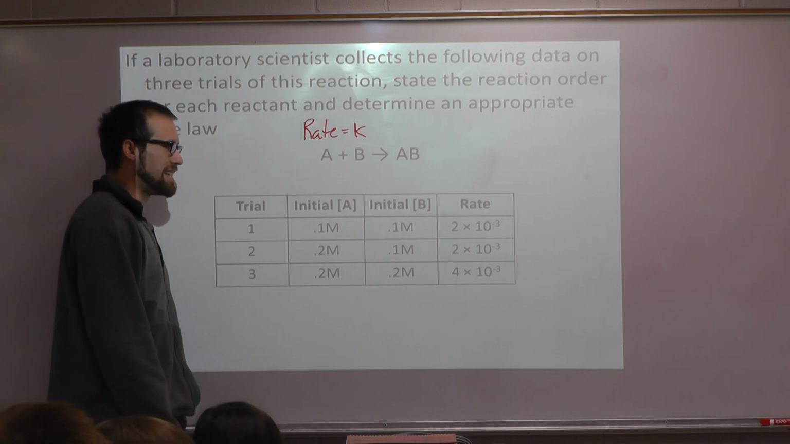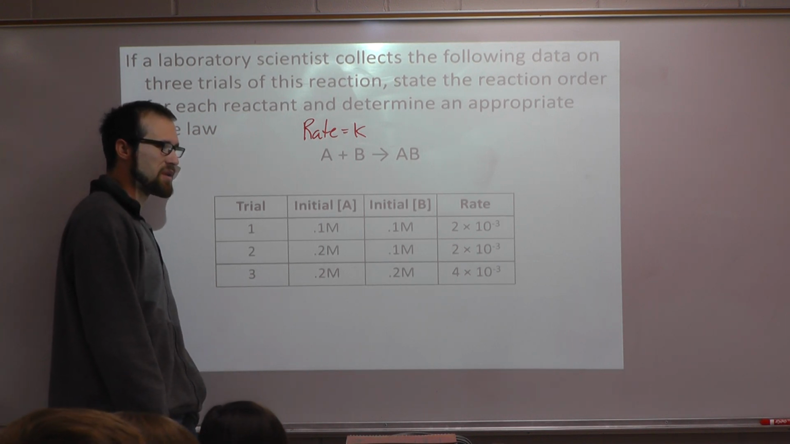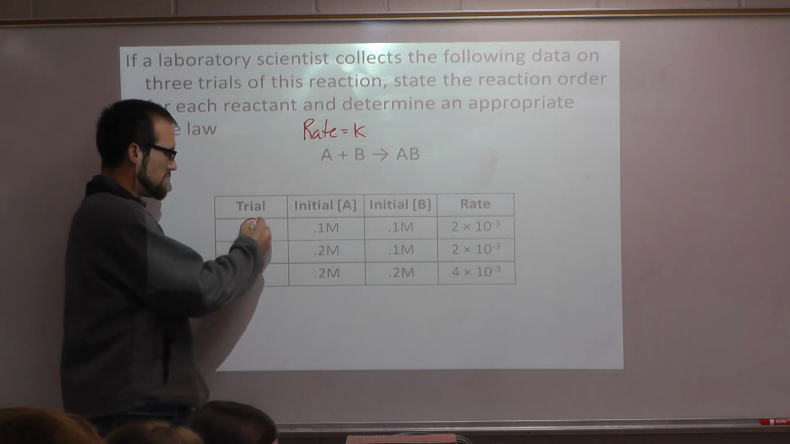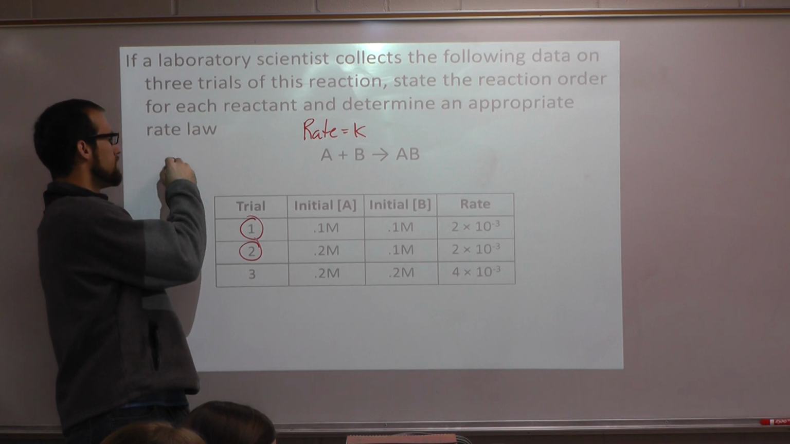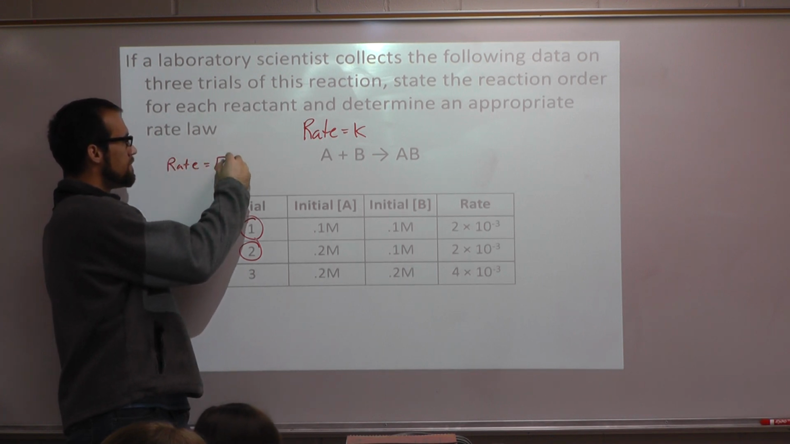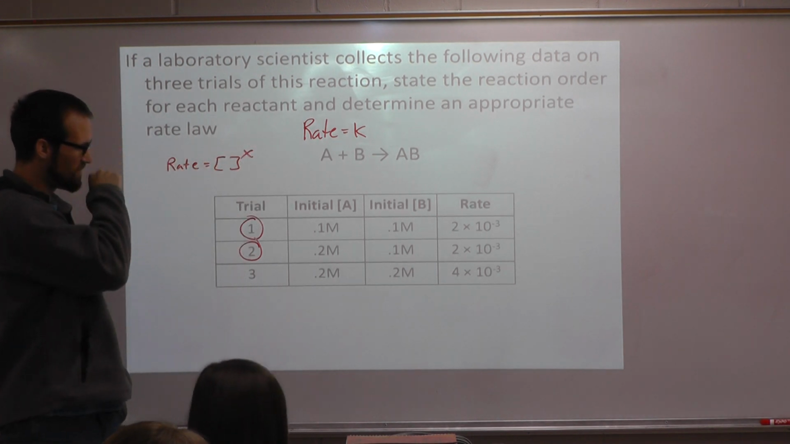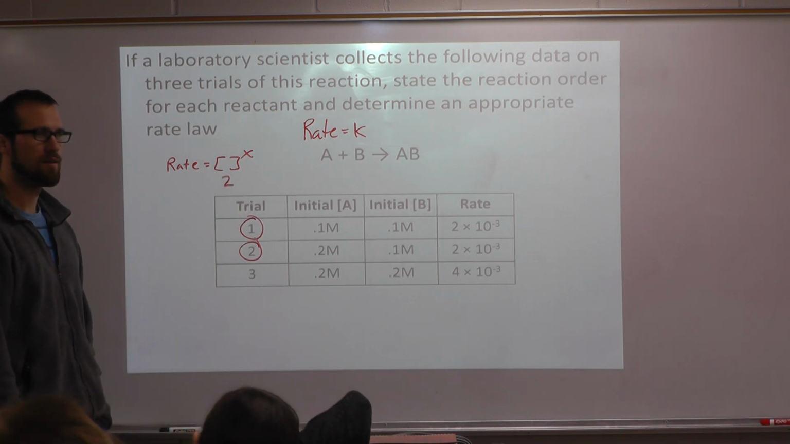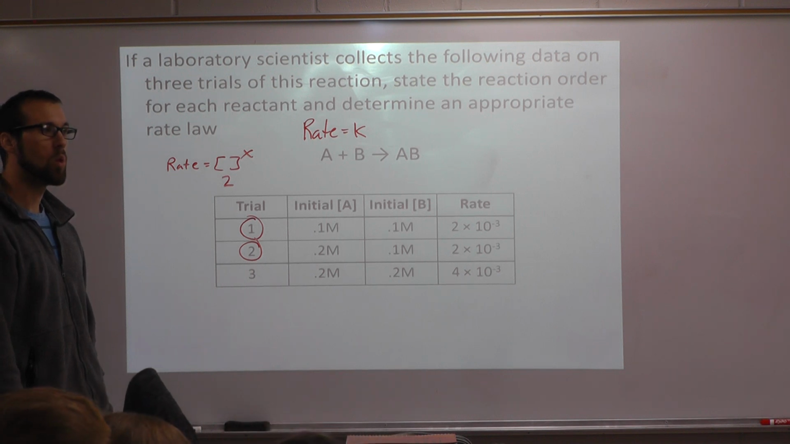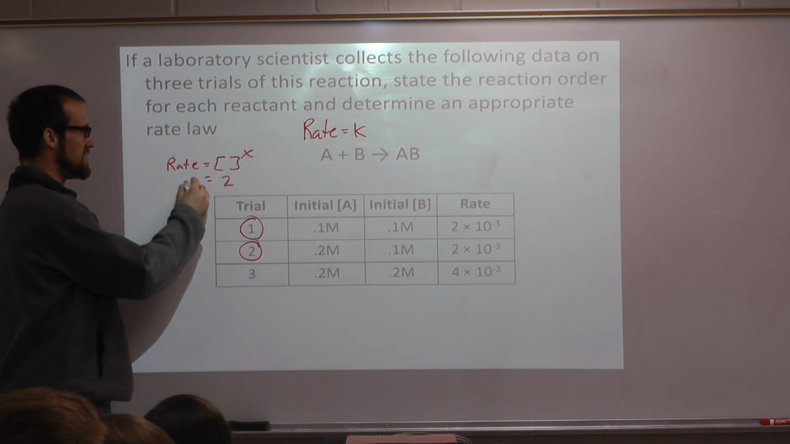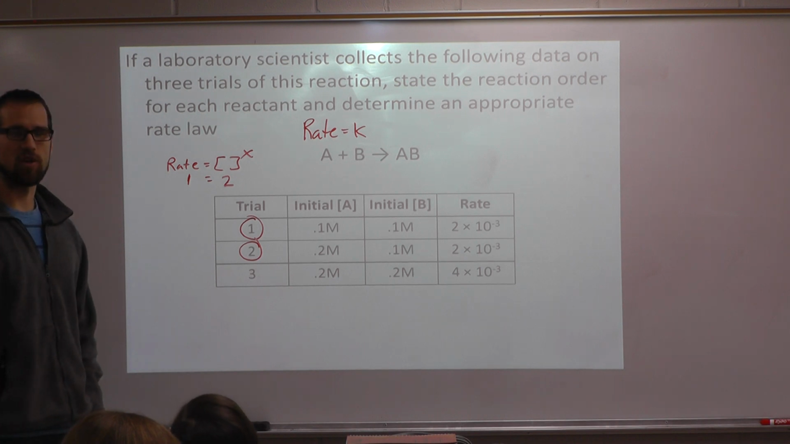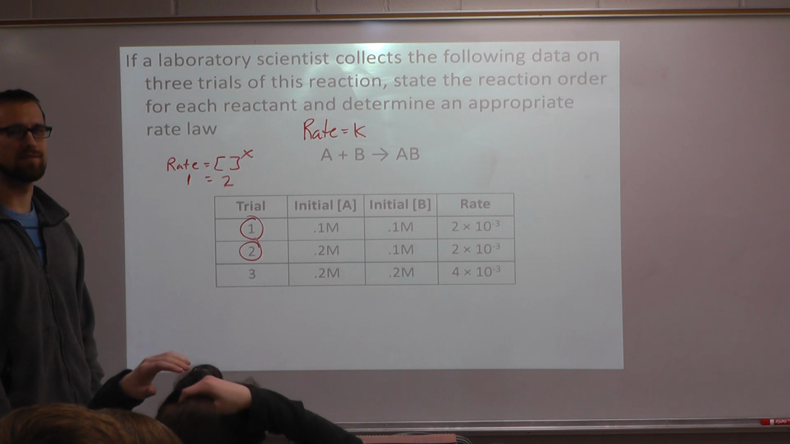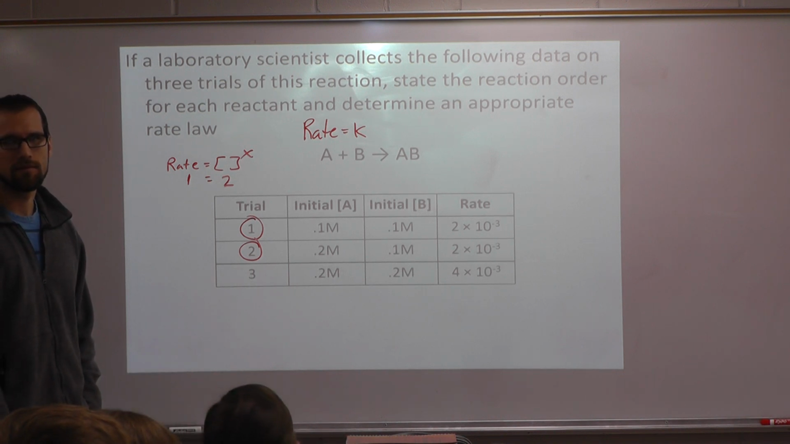Let's try to find the order of A, which means what has to be constant? B. So which trials? 1 and 2. A increases by a factor of 2, so the concentration doubles. The rate doesn't do anything, it stays the same. So x to what power gives you 1? 0.